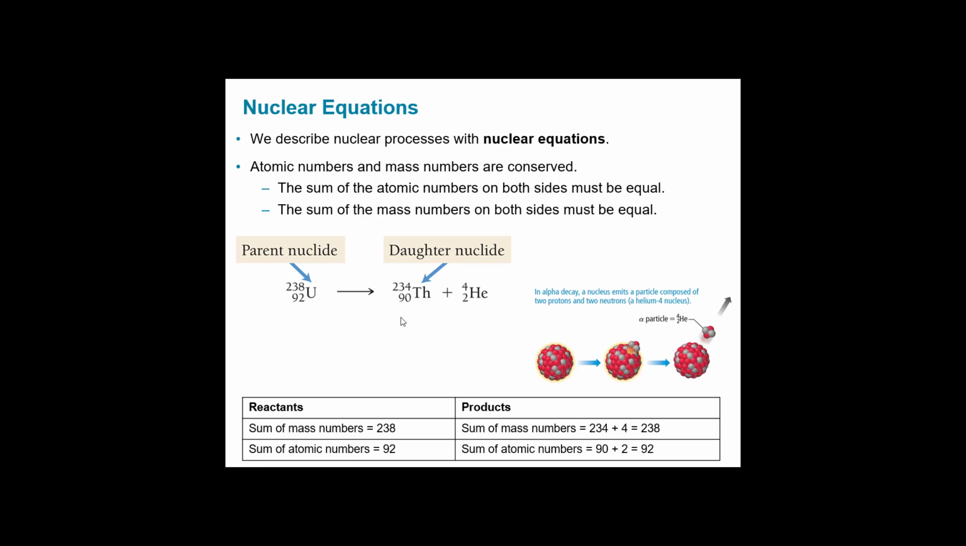So everything matches up. The sum of the mass numbers for the reactants is 238. The sum of the mass numbers on the product side is 238. The sum of the atomic numbers on the reactant side is 92. The sum of the atomic numbers on the product side is 92. So this is just getting started. It might seem confusing. This is why I have a lot of problems on here to help get you more familiar with this.